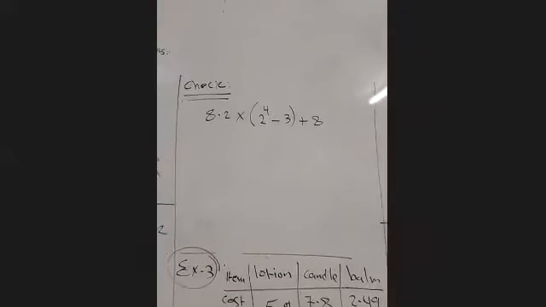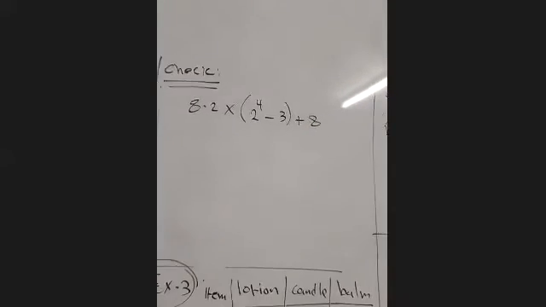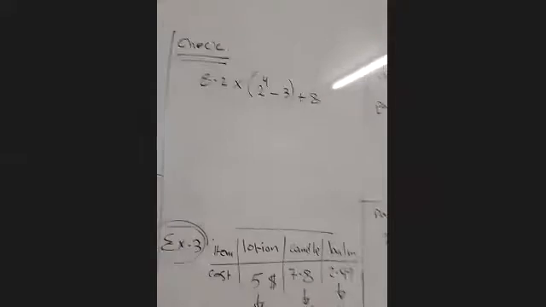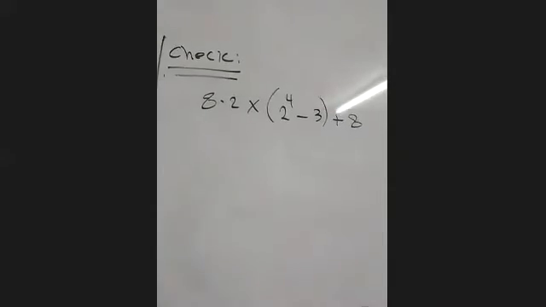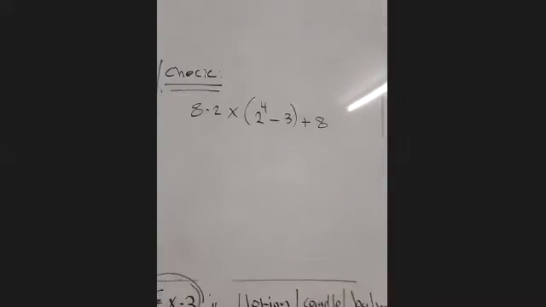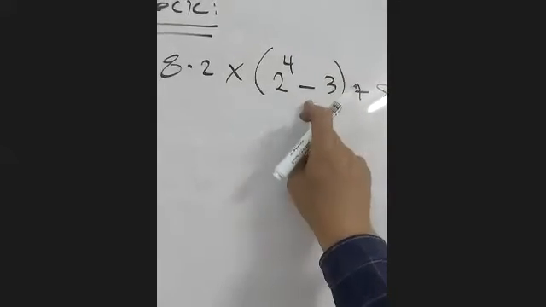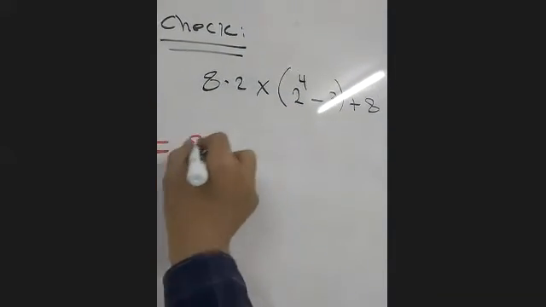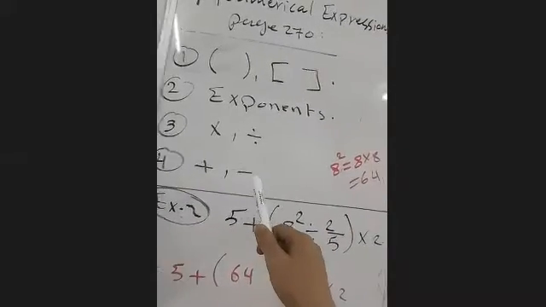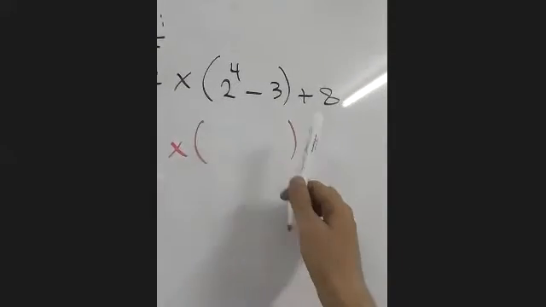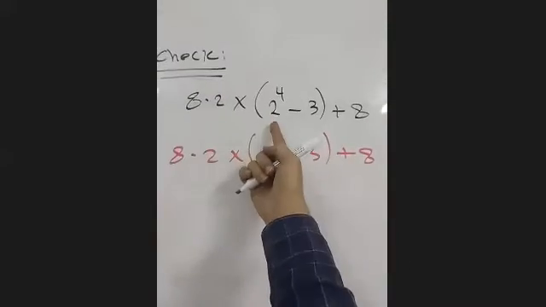What will I do? Evaluate 8.2 multiplied by the parentheses 2 to the power 4 minus 3, and outside it's plus 8. What will I do first? Do the parentheses. Inside the parentheses, I have an exponent and subtraction. I'll do the exponent first, because the exponent comes before the subtraction. Look here, guys. I write everything the same except the exponent.